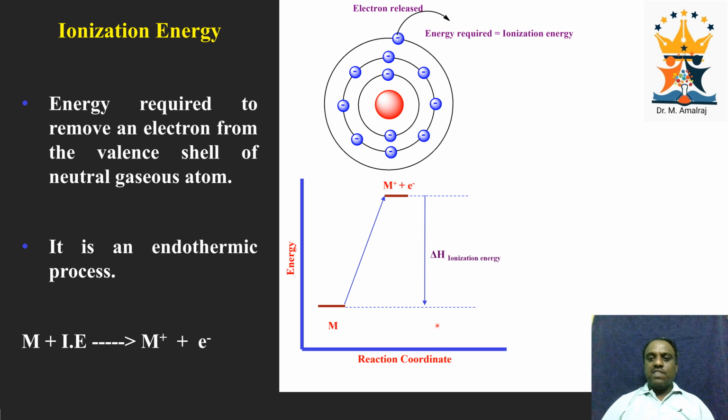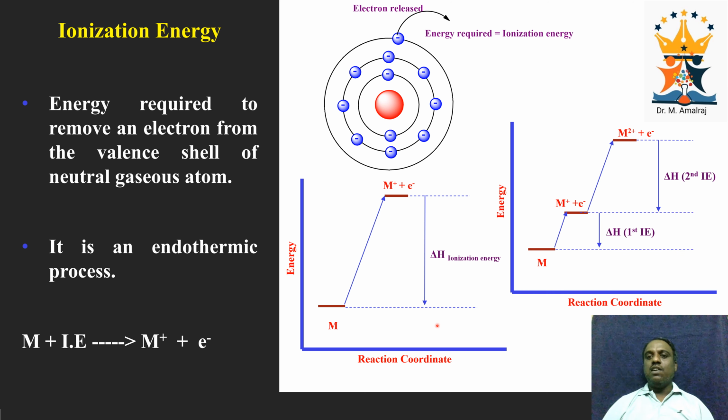In case it is a divalent ion, there will be two ionization energies, the first ionization energy followed by the second ionization energy. We know that the second ionization energy is always higher than the first ionization energy.